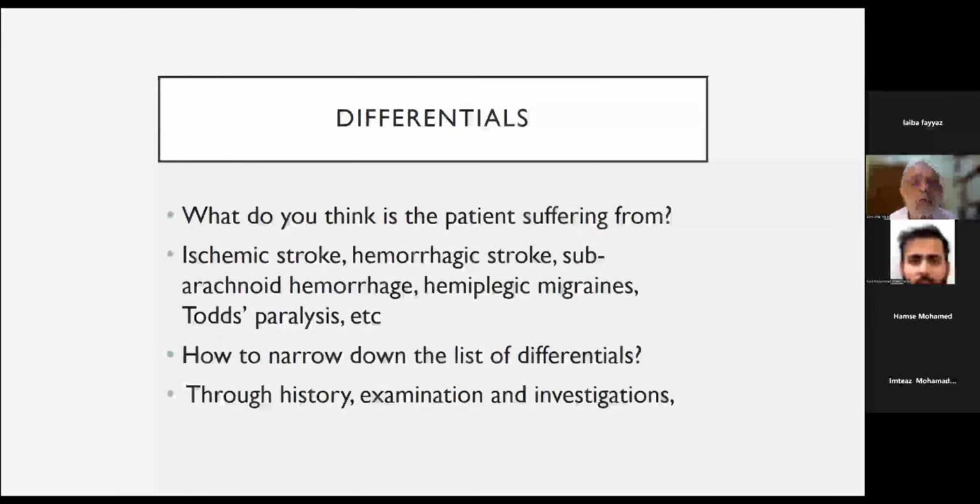Then I'm going to ask them, what do they think the patient is suffering from? It can be an ischemic stroke, it can be a hemorrhagic stroke, it can be subarachnoid hemorrhage, it can be hemiplegic migraines, it can be TORS paralysis. So I'm going to encourage them to come up with any number of differentials they can. And then I'm going to ask them how to narrow down the list of differentials, which should include the history, examination, and investigations.